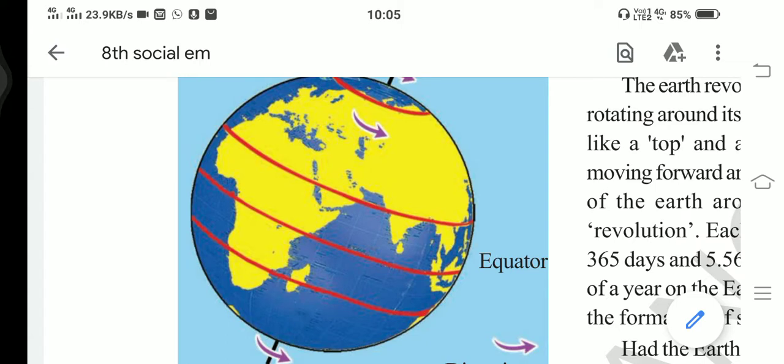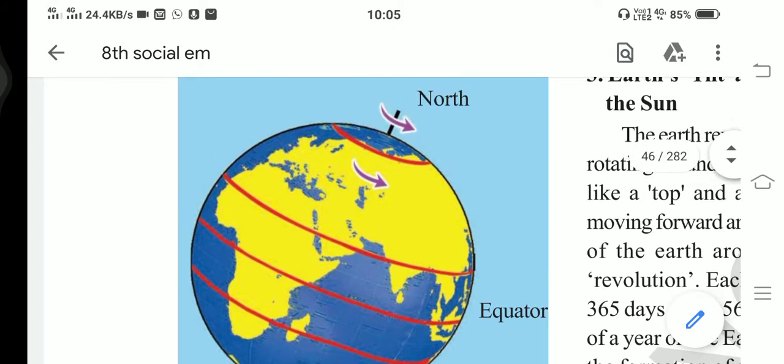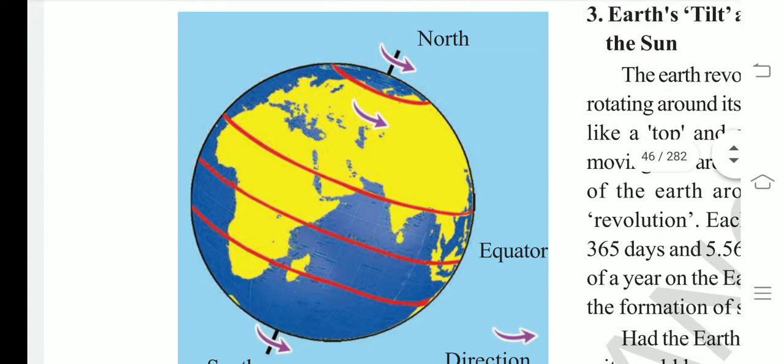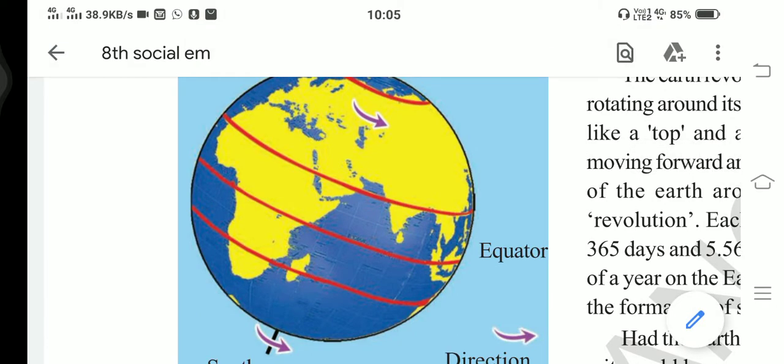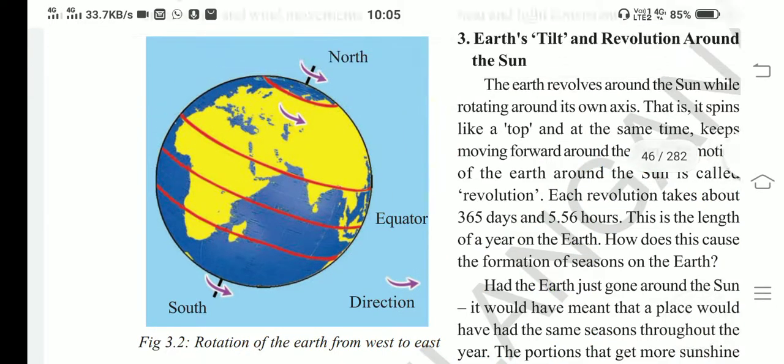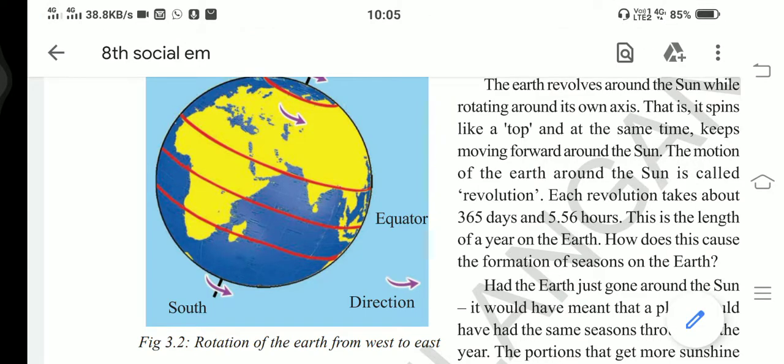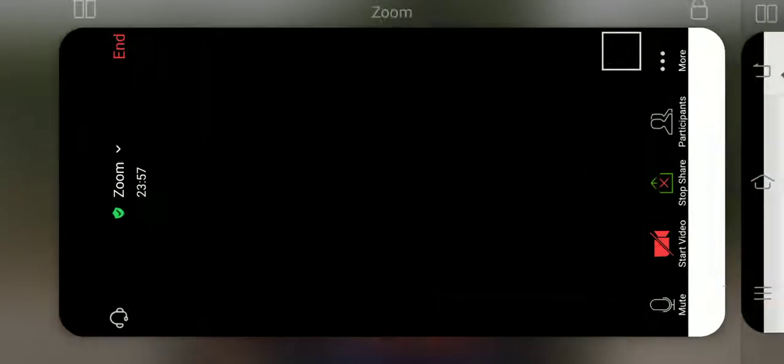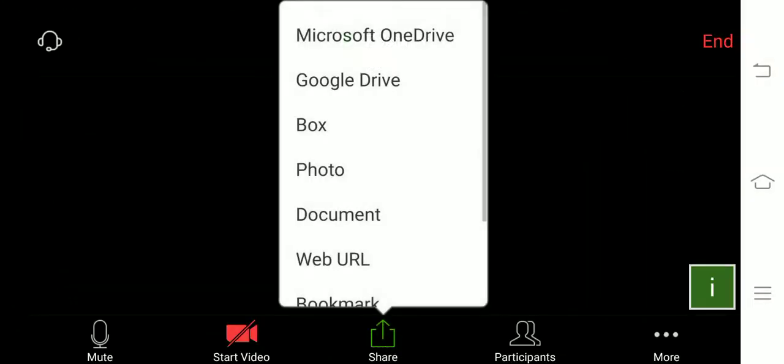Earth's tilt around the sun. This is the third factor. Tilt. Dear students, I'll show you what it is. Earth's tilt. Look here. I'm not getting the point. Just a minute. It is sharing the screen.